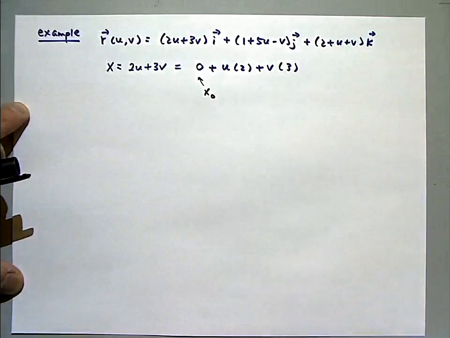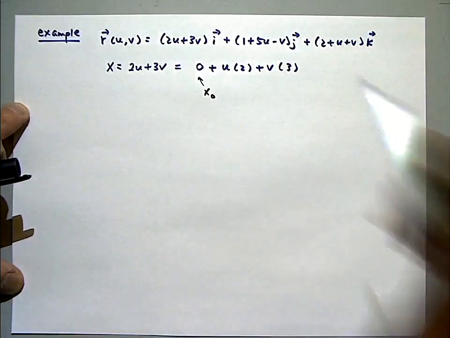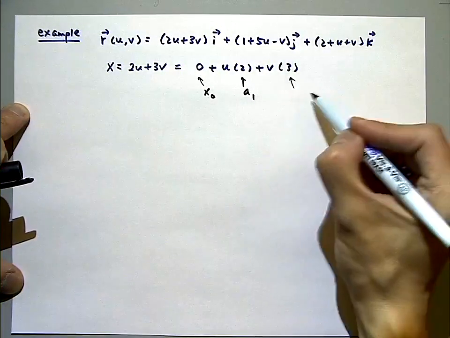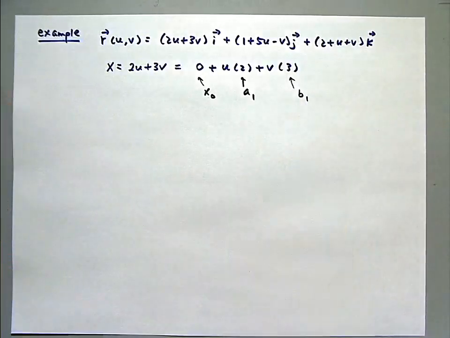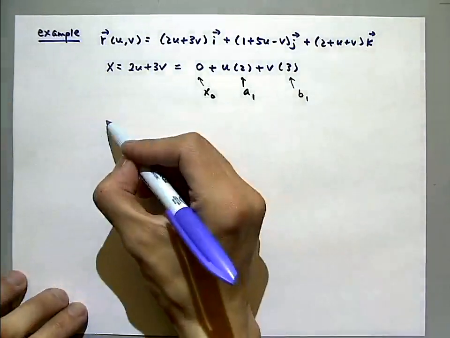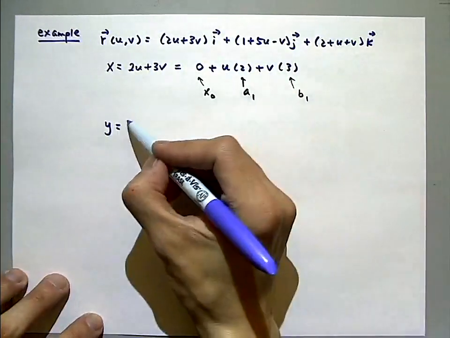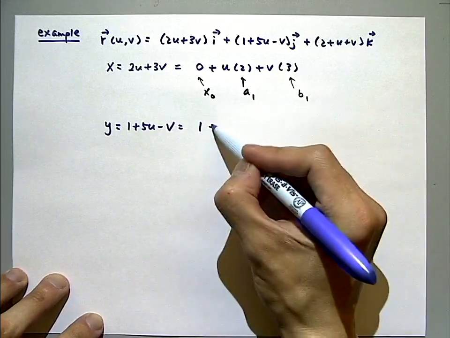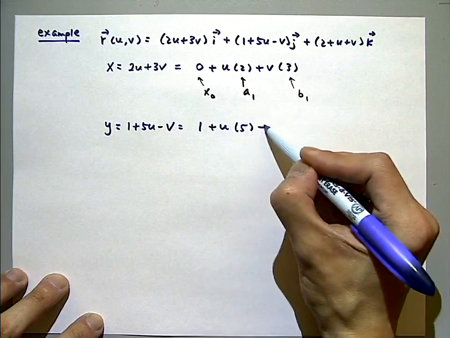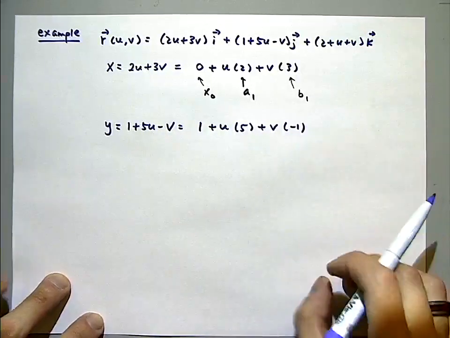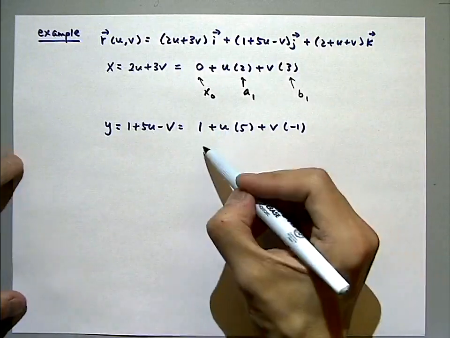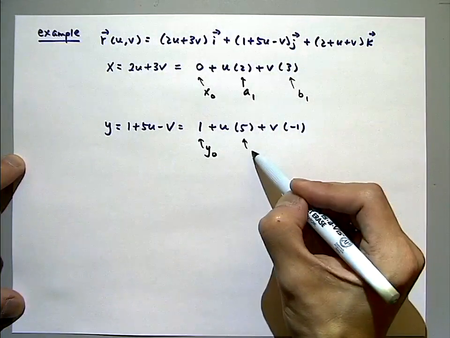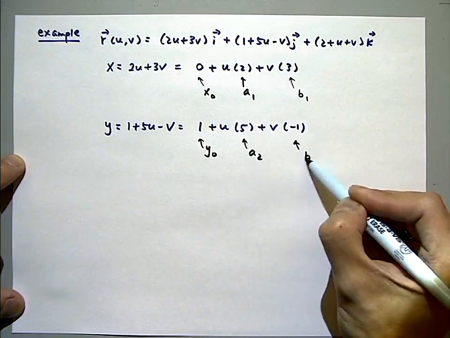So this will be the x number of one point on that plane. This corresponds to A1 on the last page, and this corresponds to B1. We'll do exactly the same thing with the y and z components. So this is 1 plus parameter u times 5 plus parameter v times minus 1. So again, this point must be y sub 0, right? This number must be a2, and that must be b2.